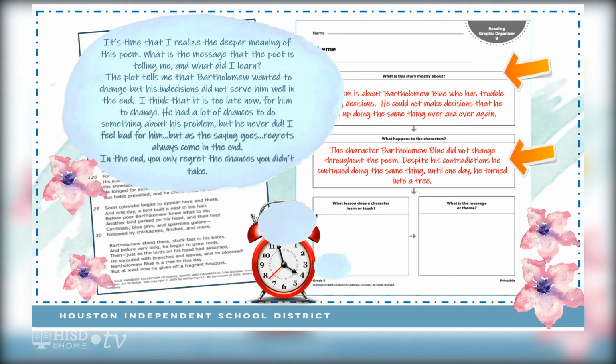It's time that I realize the deeper meaning of the poem. What is the message that the poet is telling me, and what did I learn? The plot tells me that Bartholomew wanted to change, but his indecisions did not serve him well in the end. I think that it is too late now for him to change. He had a lot of chances to do something about his problem, but he never did. I feel bad for him, but as the saying goes, regrets always come in the end. And in the end, you only regret the chances you didn't take. What do you guys think?